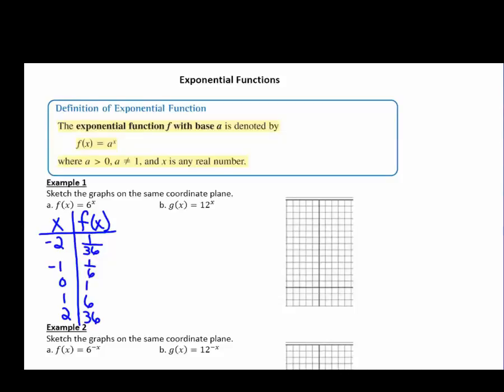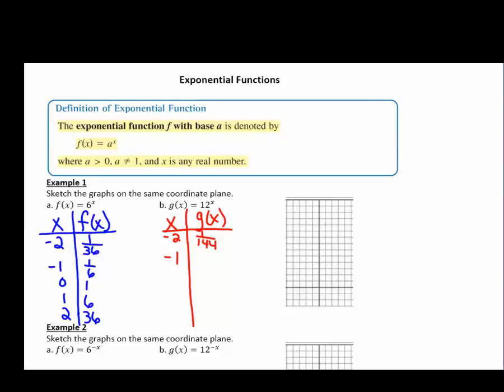Okay, so now let's make our t-chart for the other function, g of x equals 12 to the x. And again, we're going to make our t-chart. And so we're going to plug in the same numbers, so -2. When we plug that in, 12 squared is 144, but because it's negative, it becomes a fraction, 1 over 144.